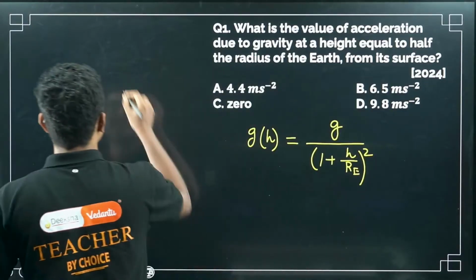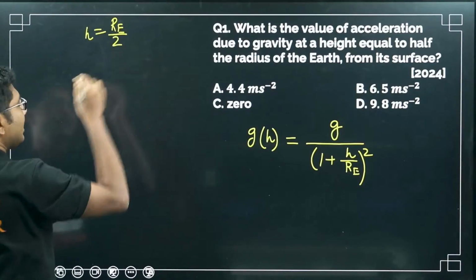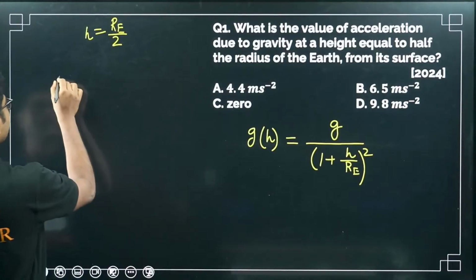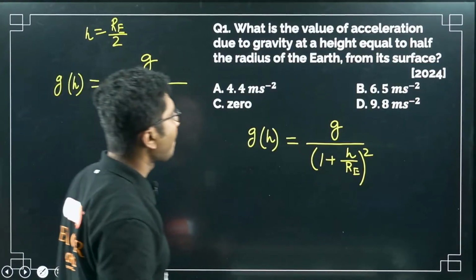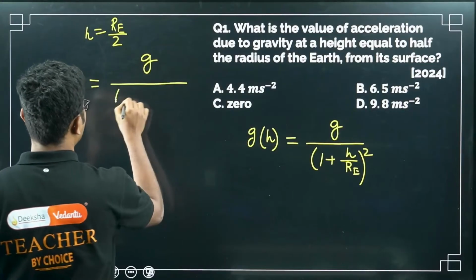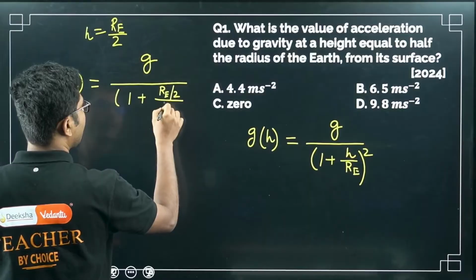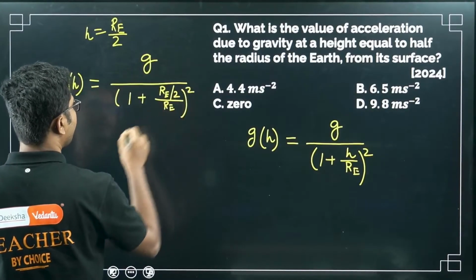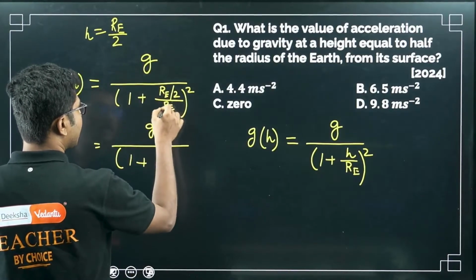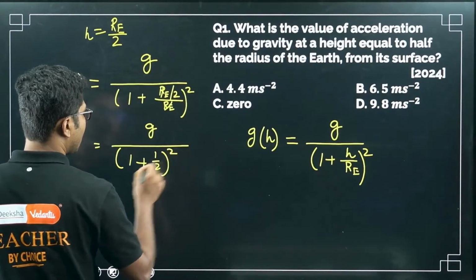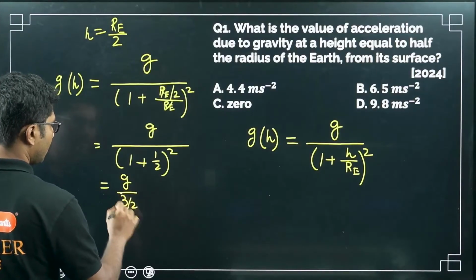So what is h in this question? h is given as half the radius of earth, right? So let's put that value here and calculate g_h. g divided by 1 plus R_E by 2 divided by R_E, whole square. That is g divided by 1 plus, so R_E cancels, there is a half here, whole square. So what is 1 plus half? 1 plus half is nothing but 3 by 2, so whole square.